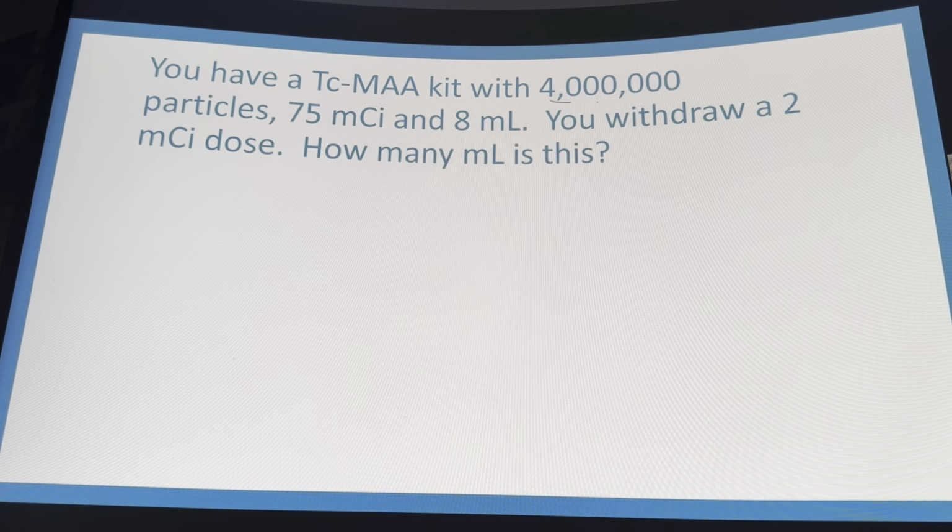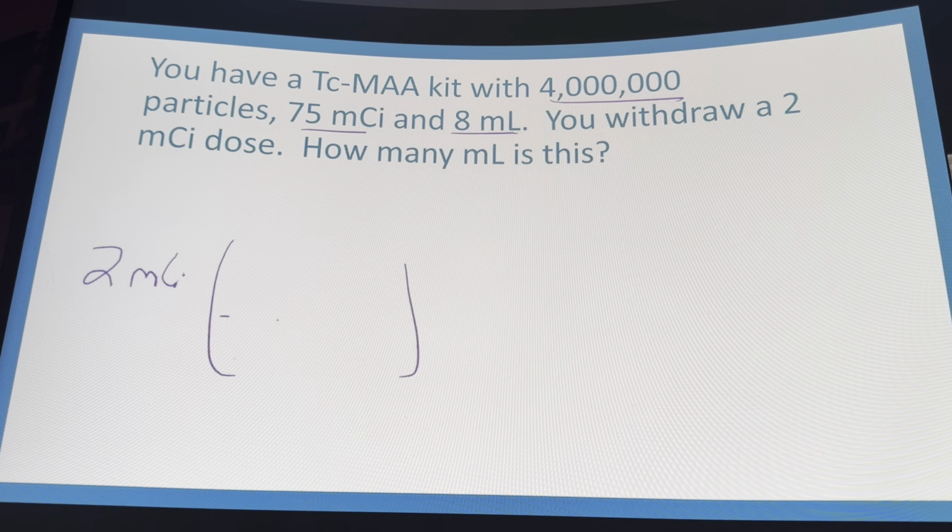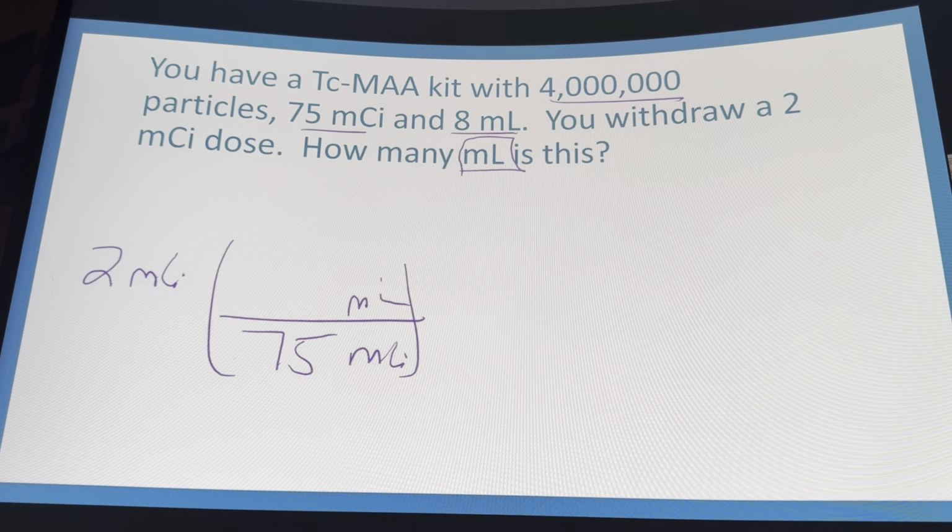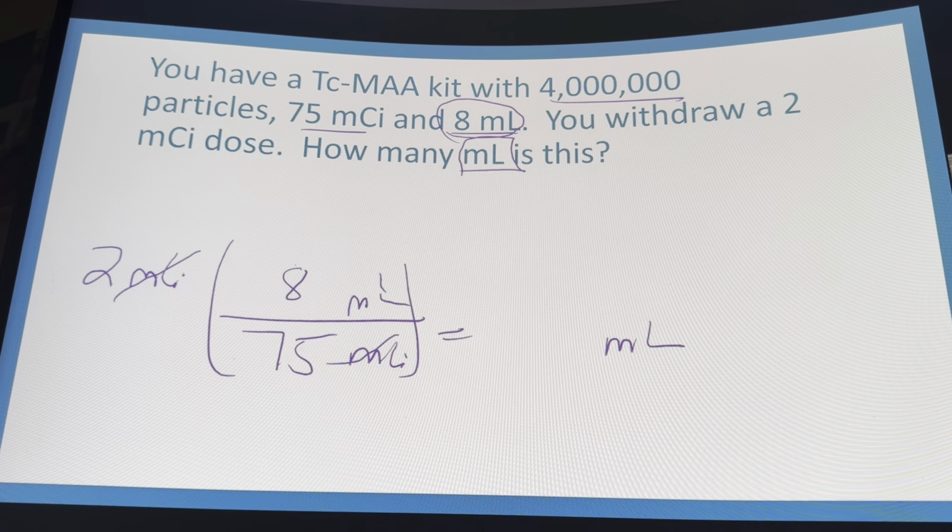You have a Tech MAA kit with 4 million particles, 75 millicuries, and 8 ml. They all equal each other. You want a 2 millicurie dose. How many mLs is that? I'm going to start with what I'm given, 2 millicuries. Whatever's on top goes on bottom, so I find my millicuries, that's 75. On top is what it's asking for. It's asking for ml, so I'm going to put ml up here, and I go in my problem and find my mLs. Millicuries cancel. I'm left with ml. 2 times 8 divided by 75 gives about 0.2 ml.